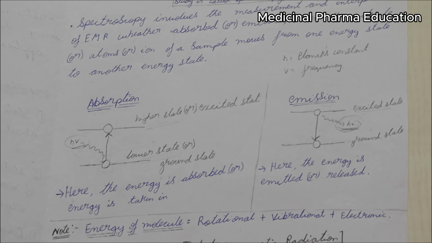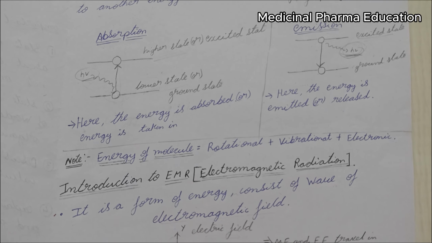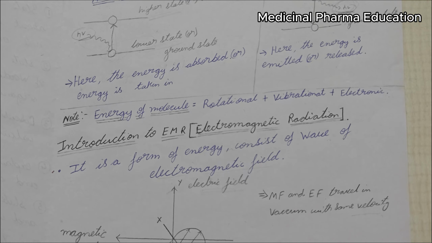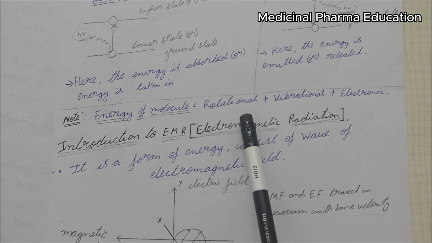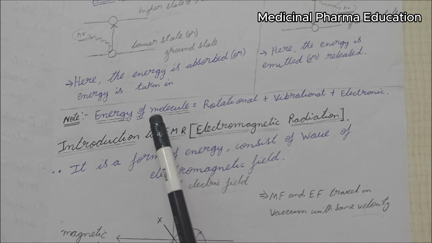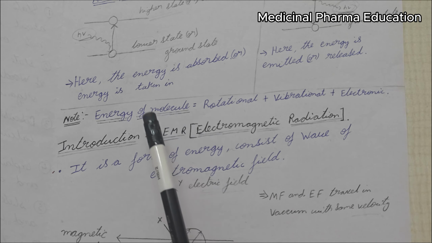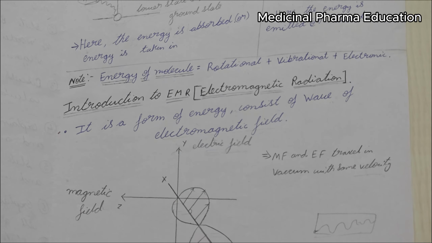That's the main difference. These topics are already covered in B.Pharm; I mean, you have already studied them. I'm giving just an introduction to these topics. Next, energy of the molecule. Energy of the molecule is the sum of rotational, vibrational, and electronic energy. These define the energy of the molecule. We have to add all of these, and then we'll get the energy of the molecule.